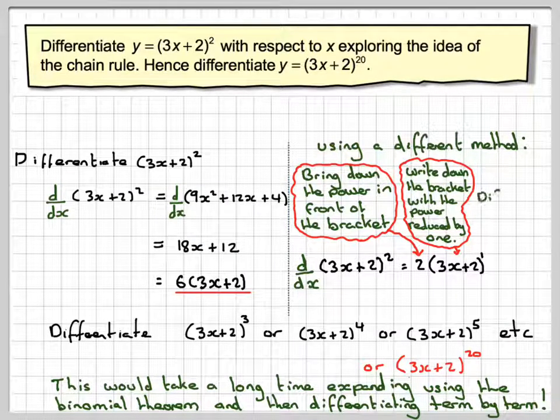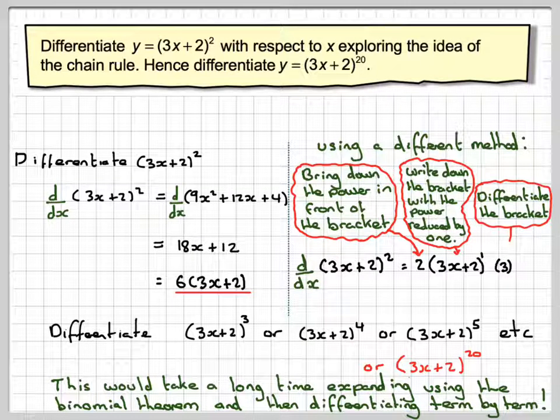Okay, and then you differentiate whatever is in the bracket. So the derivative of 3x + 2 is 3. And then combine it together, we're going to get 3 times 2, and in the bracket we've got (3x + 2) to the power of 1. So we can see we've got the same thing. Now, why does this work? What we've applied here is this rule called the chain rule.